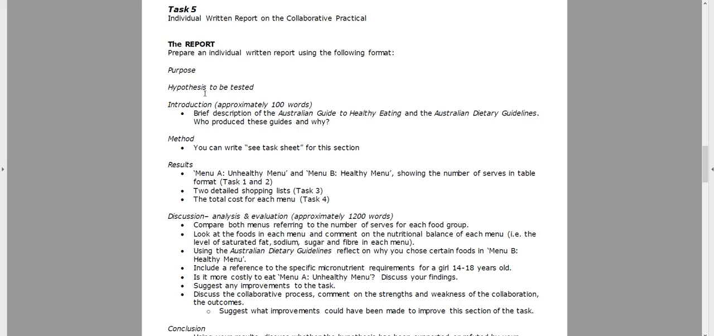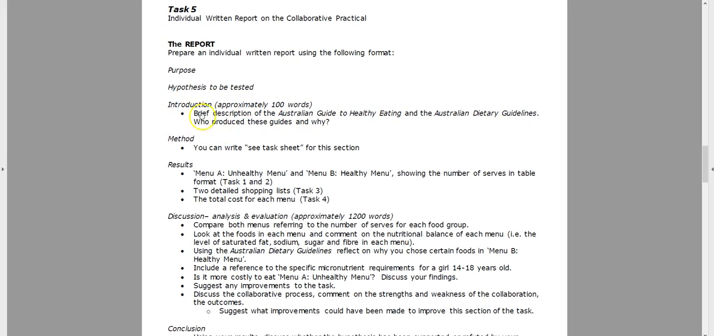You should also have an introduction that is around 100 to 150 words that briefly describes the Australian Guide to Healthy Eating, which is the pie chart, and the Australian Dietary Guidelines, which are those 5 guidelines that I talked about last week. The first 3 guidelines, guideline 1, 2, and 3, are the guidelines that you should be focusing on for this investigation, as those are the ones that are relevant.